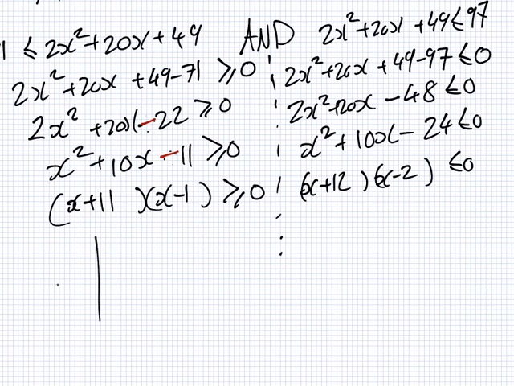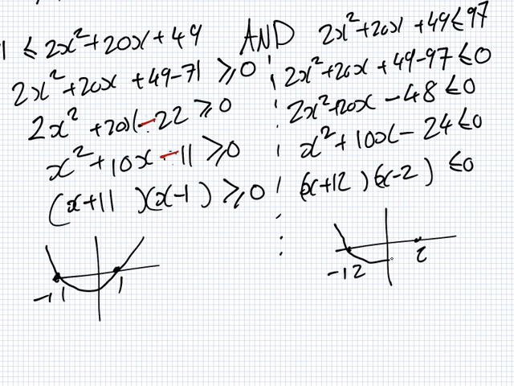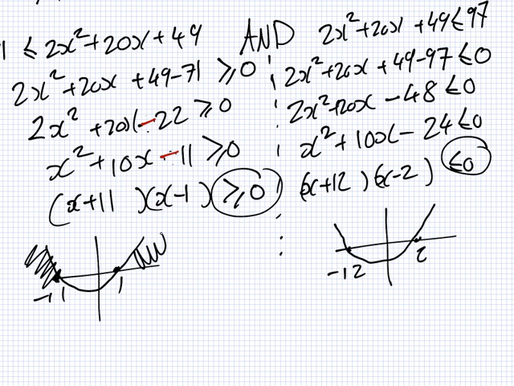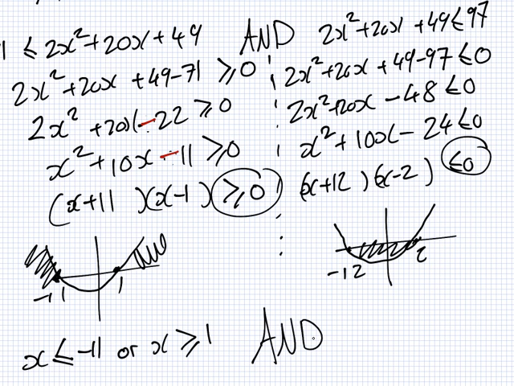So if I draw, let me see, I have minus 11 and 1. And here, what have I got? 2 and minus 12. So this is above and this is below. So above means here, and below means here. So this means x is less than or equal to minus 11, or x is bigger than or equal to 1, and x is between minus 12 and 2. So we need to put these answers together now.